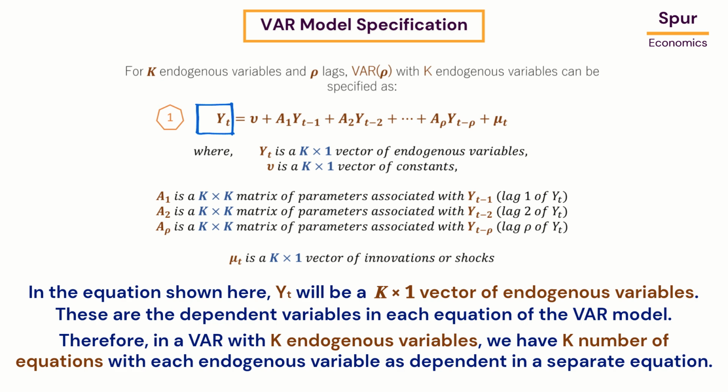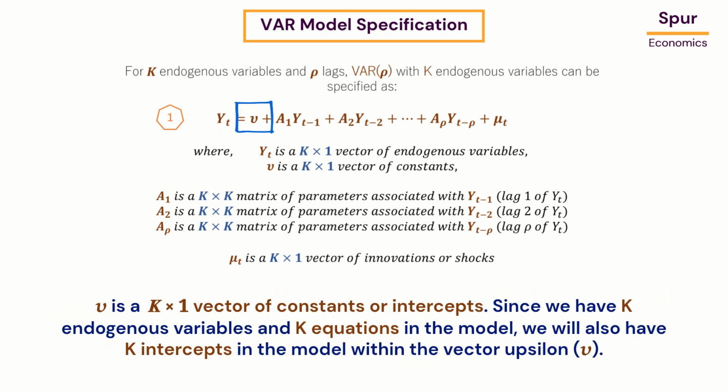Therefore, in a VAR with k endogenous variables, we have k number of equations with each endogenous variable as dependent in a separate equation. Upsilon is a k by 1 vector of constants or intercepts. Since we have k endogenous variables and k equations in the model, we will also have k intercepts in the model within the vector upsilon.